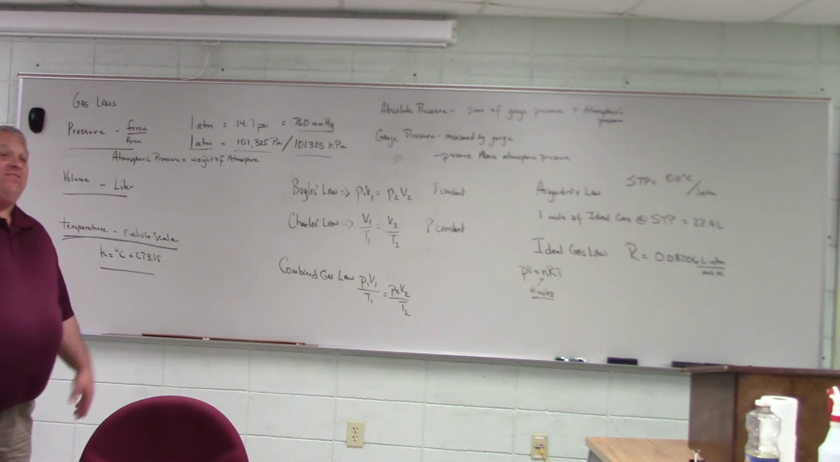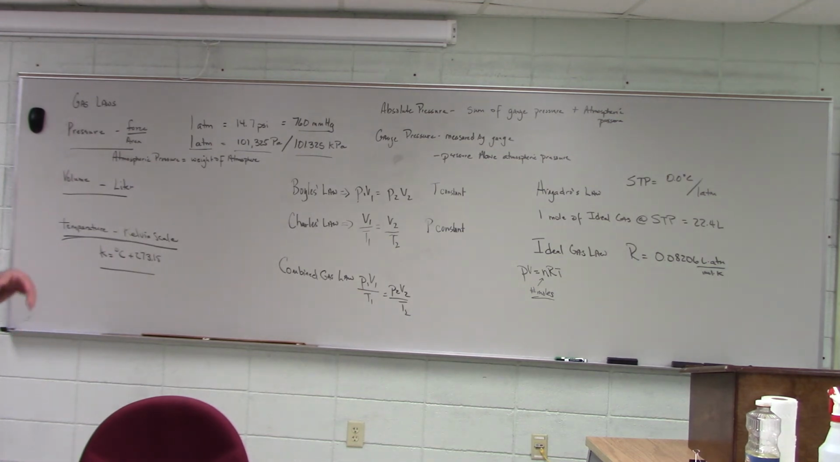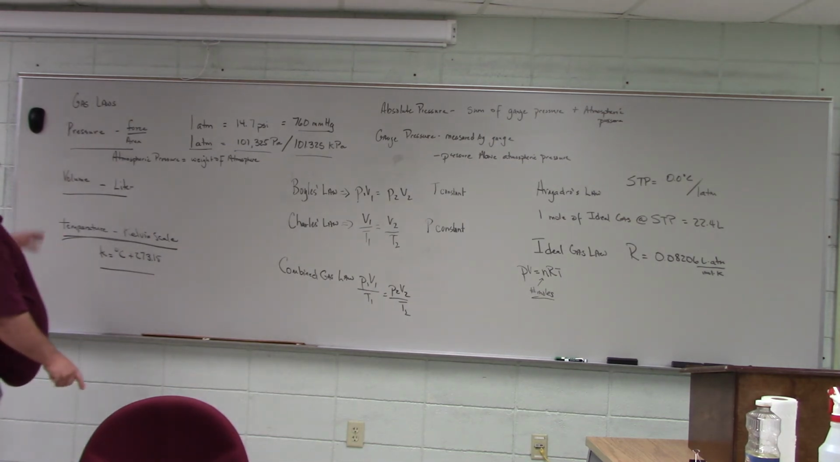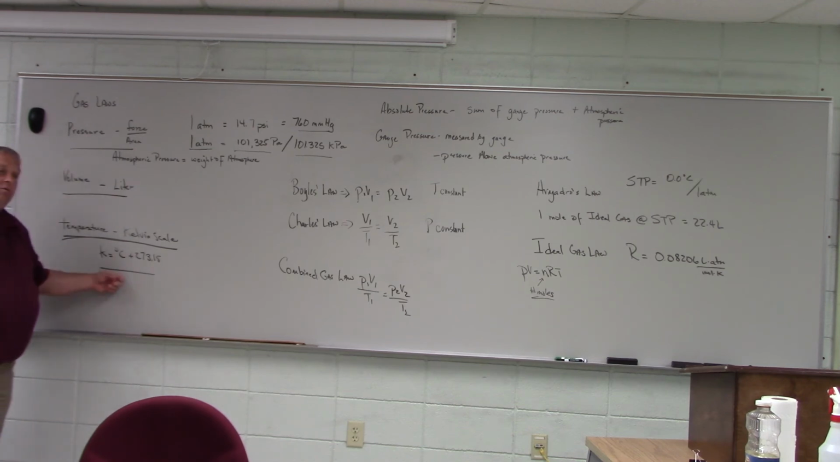Now, if I give you grams of gas, what do I have to do to that? I have to convert it to moles because my relationship is not grams of ideal gas at STP, it is moles of gas at STP. Okay, so you've got your 5 gas laws, and you've got these 3 things that you have to be mindful of: your pressure has different units, your volume needs to be in liters, and your temperature must always be in Kelvin.